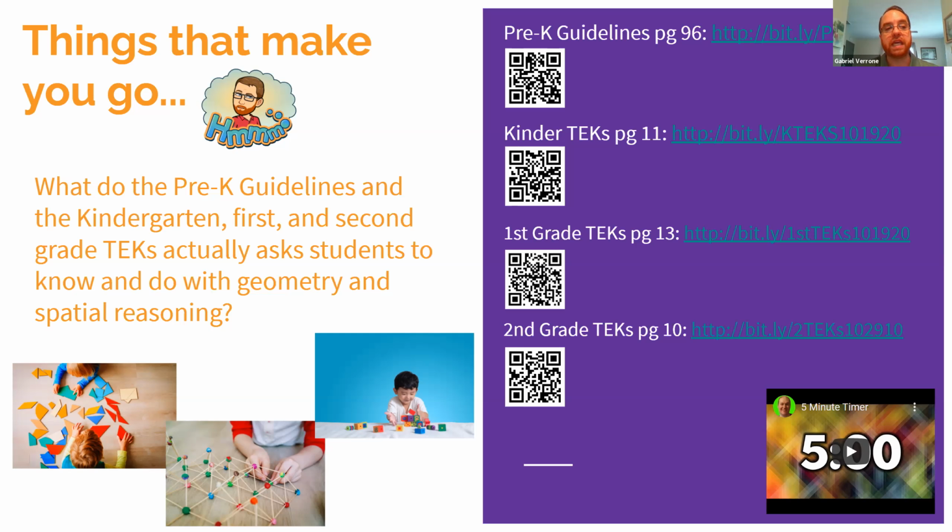Okay, what do the pre-K guidelines and the kinder, first, second grade TEKS actually ask students to know and do with geometry and spatial reasoning? We could do this one of 2 ways. I just give you the 5 minutes and let you explore those TEKS. There are not that many of them. So even in 5 minutes, you should be able to look at 2, maybe even 3 grade levels.